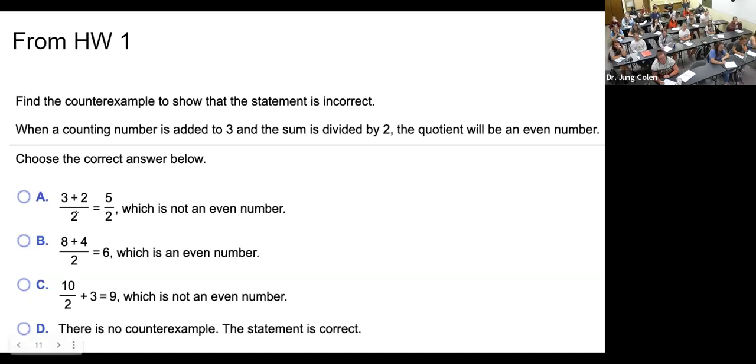When a counting number is added by 3, so a counting number 2 is added by 3, yes, right? And then the sum is divided by 2, so yes, this is a good candidate, right? And the answer is 5 over 2. Is that an even number? No, it's not. So yes, it's a good counter example, isn't it? Yes. How about this one? 8 plus 4. It's not even a good candidate, right? Because it doesn't have any counting number added by 3. It's added by 4 or added by 8. So not even a good candidate. You see that? You just cross it out. How about this one?